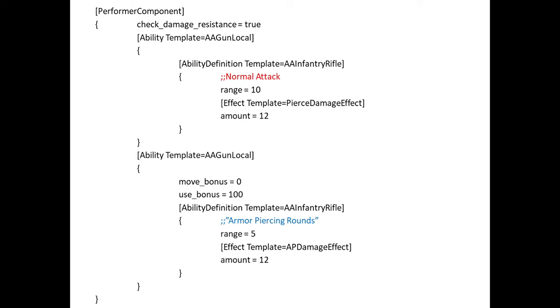Here we've changed things up a bit. This, you might see, more closely reflects the vanilla infantry marine ability. This sort of negates the check damage resistance because, as you can see, the normal attack has its bonuses unchanged, of course.